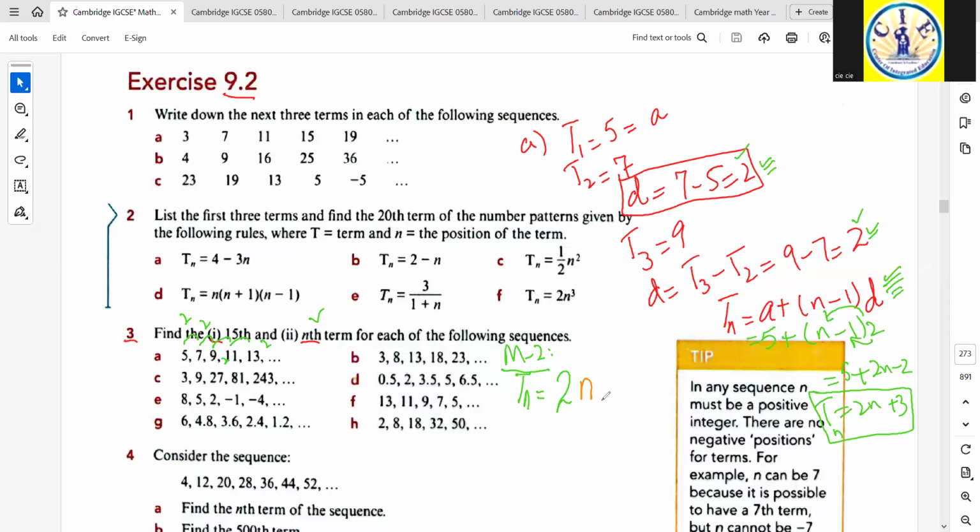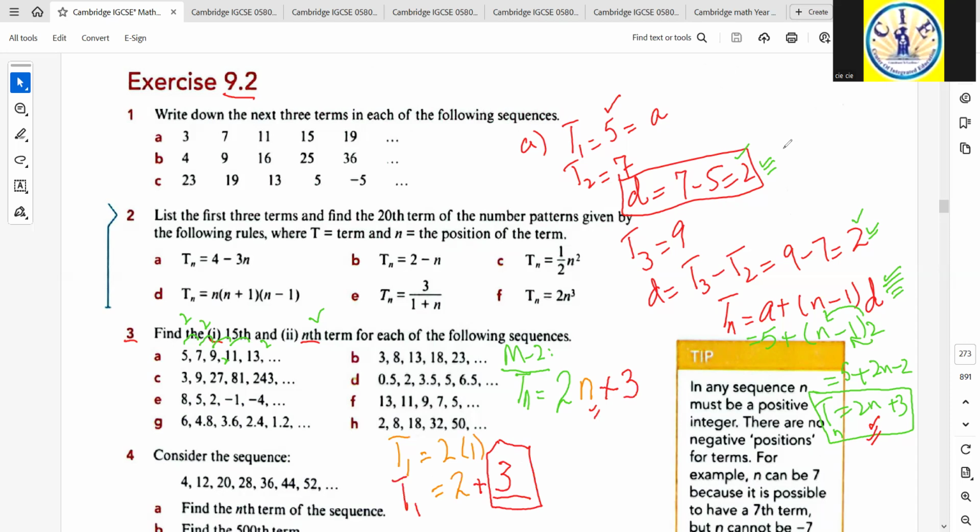Now you need to think: if we put n equals 1, like T1, that will give us 2 times 1, which is 2. From this 2, you need to think what should be added so that we actually get the first term of the sequence, that was 5. So obviously we need to add 3 to this. So this 3 is to be added here, 2n plus 3. So as before, we have got the nth term.